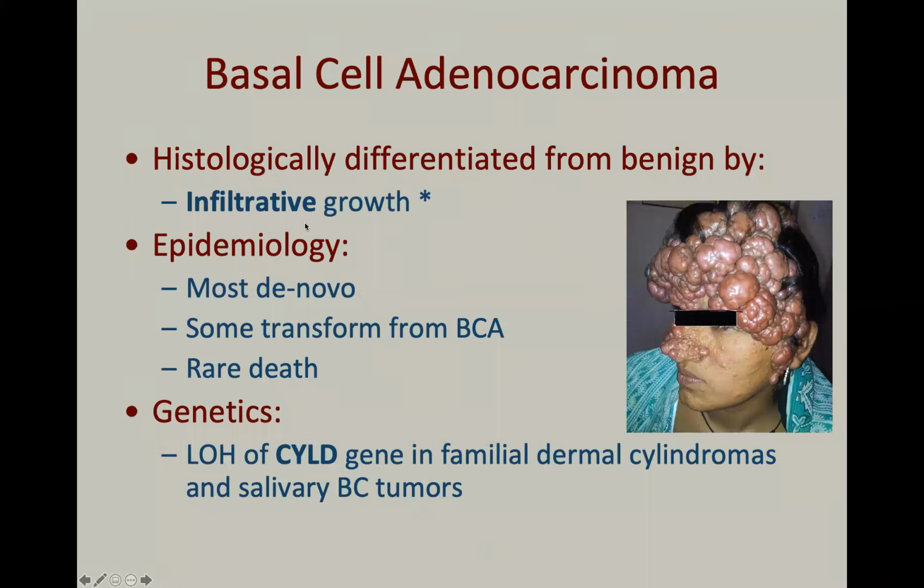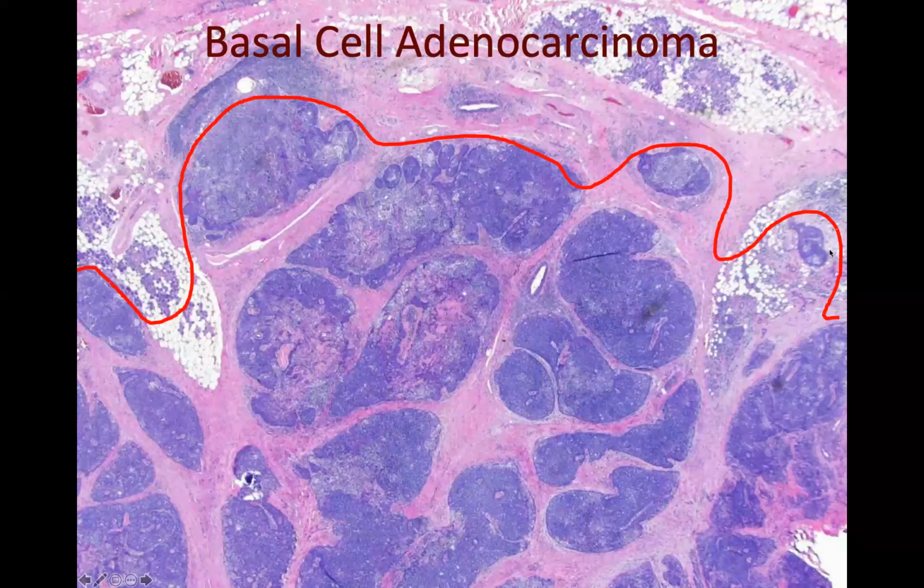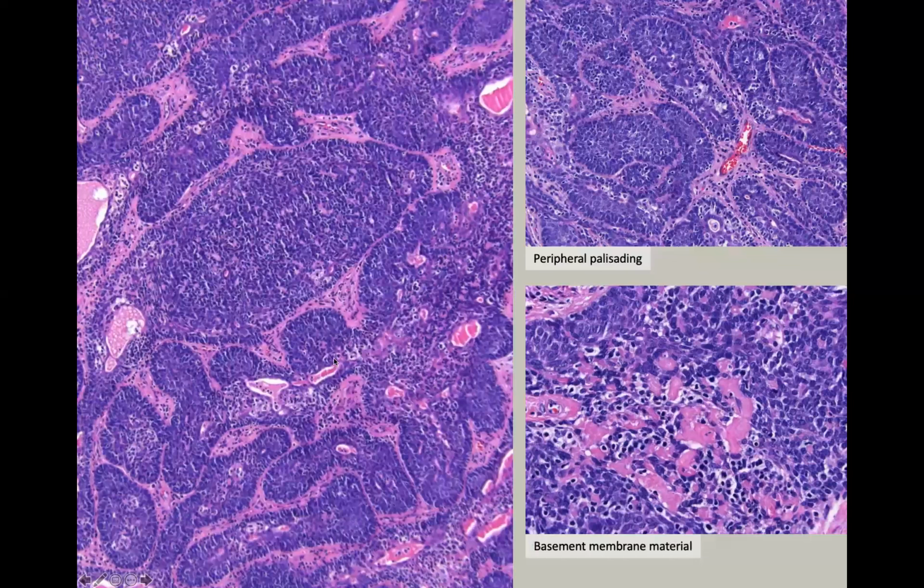Basal cell adenocarcinoma has infiltrative growth. Here's an example of a patient with the familial dermal cylindromas, just as a reminder that these are linked. Again, here's my outline of the lobulated invasive tongues of an adenocarcinoma, but on low power, still very blue, still in these lobulated nests, still with peripheral palisading, and still with this eosinophilic membrane material in the center.